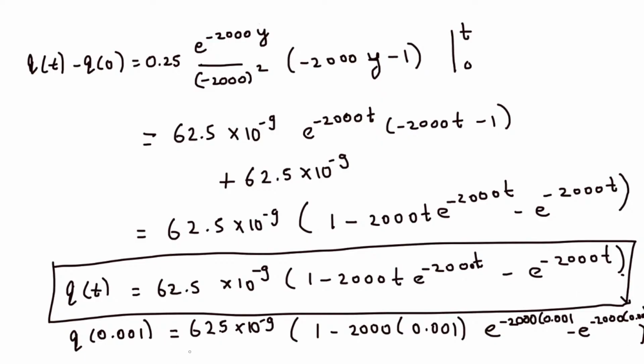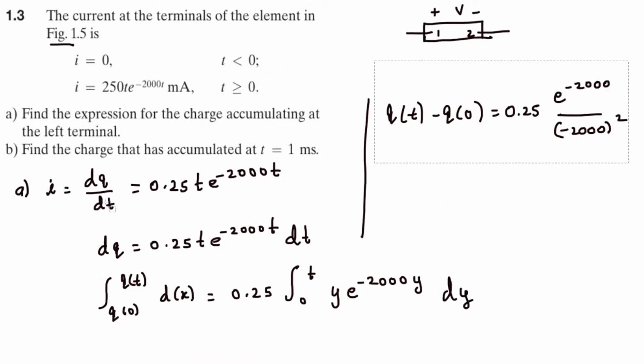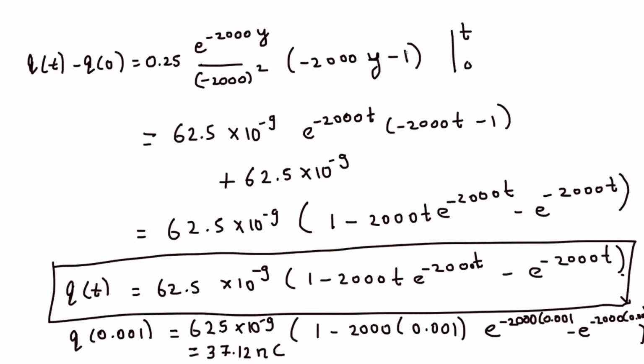Once you do the calculation and simplify this one, you're going to end up getting 37.12 nanocoulomb, and that's going to be the charge when the time is 0.001 second. That's 1 millisecond.